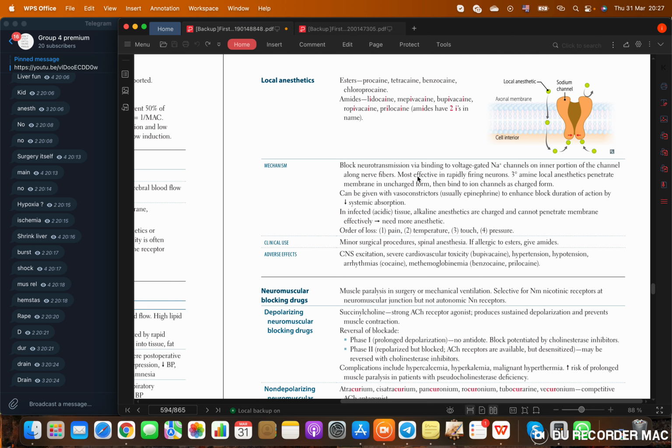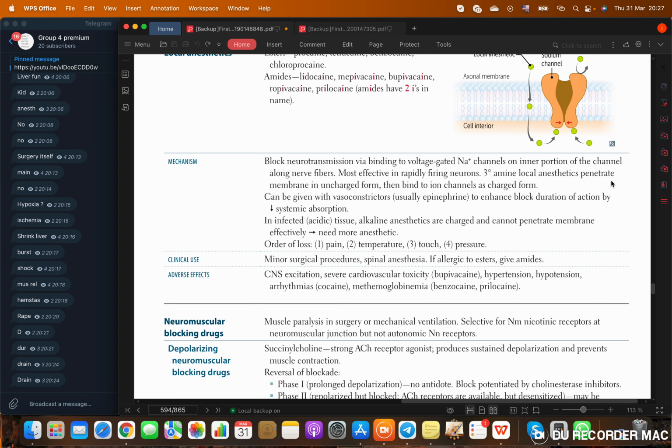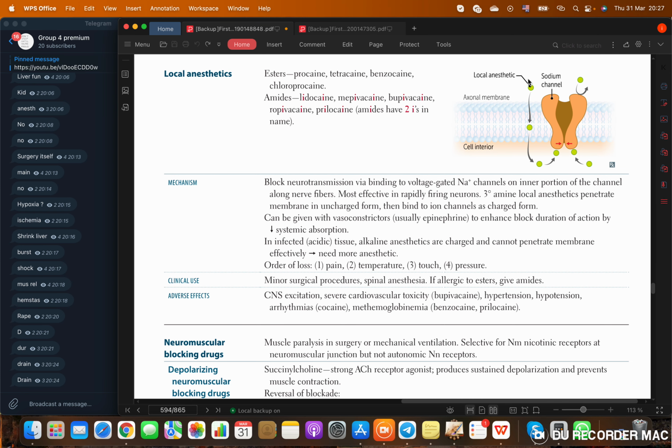Tertiary amine local anesthetics can penetrate the membranes in an uncharged form, then bind to the ion channels in the charged form. So here it's uncharged, it goes in, and then it can bind to the inside in a charged form. It can be given with a vasoconstrictor.